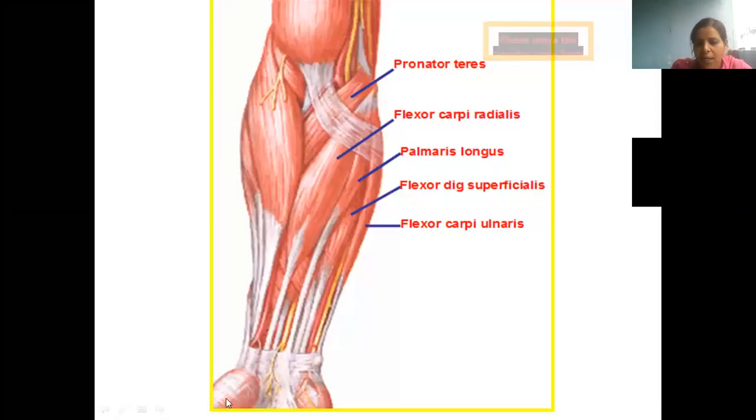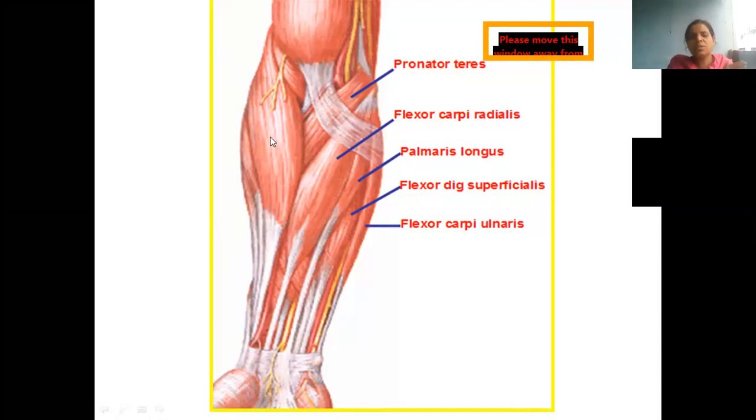This is the lateral part and this is the medial part of the forearm. How to identify? This is the thumb side, which is lateral, and this is the little finger side, which is medial. The thumb has the thenar eminence and the little finger has the hypothenar eminence. So here you have certain muscles. What are those? This muscle is brachioradialis.